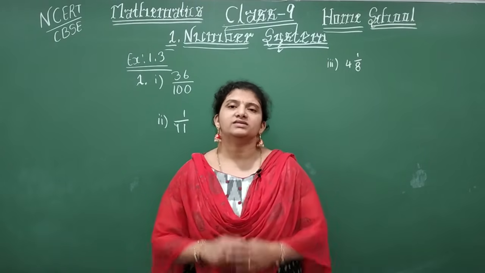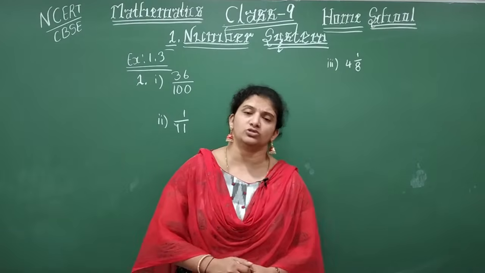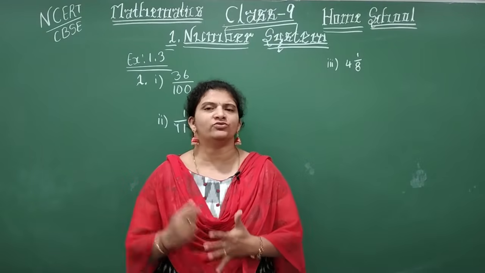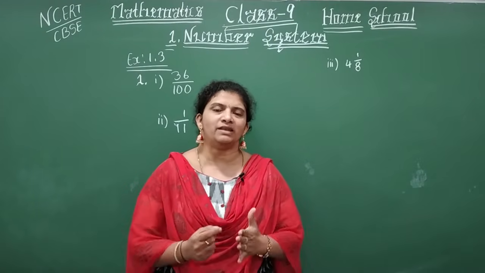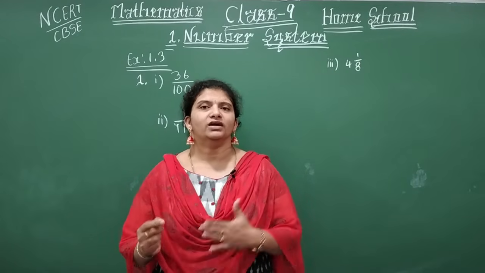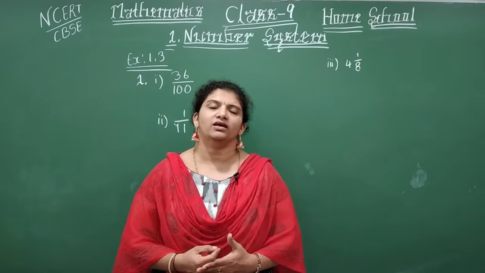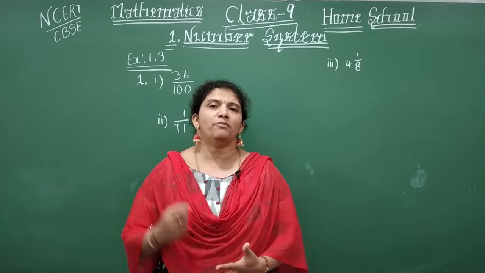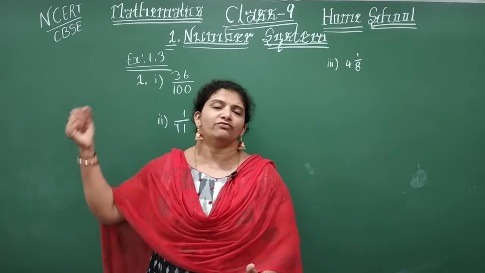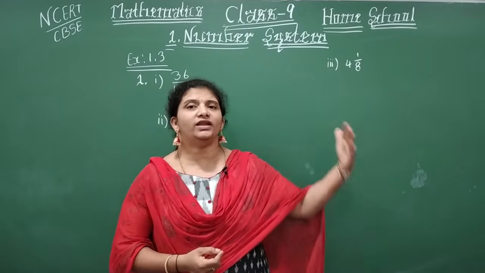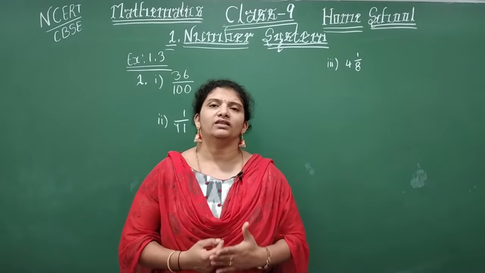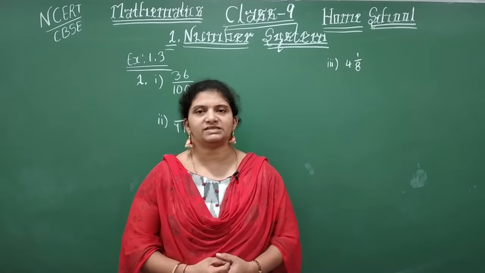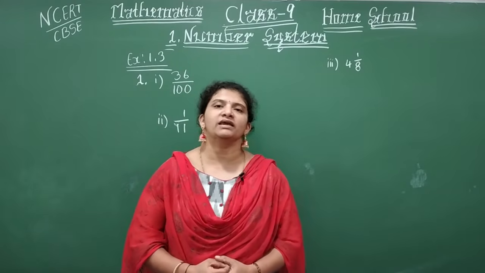non-terminating decimal. See children, in non-terminating decimal also, there are 2 types. Suppose terminating, 1.375 I will say. 1.375, there is an end for the decimal. So if there is an end, it is terminating. Suppose I say 1.347328954 like this, up to infinity, there is no end for this decimal. Then this type of decimal is called a non-terminating decimal. And one more type of decimal here, children.